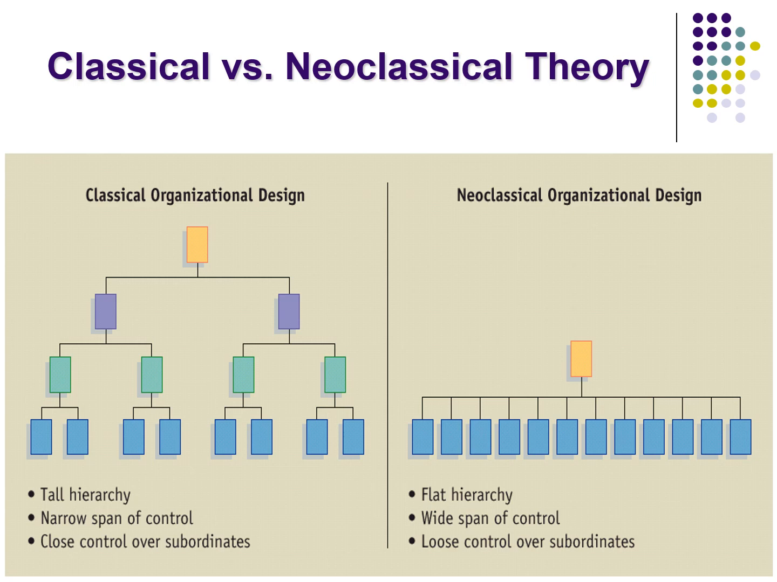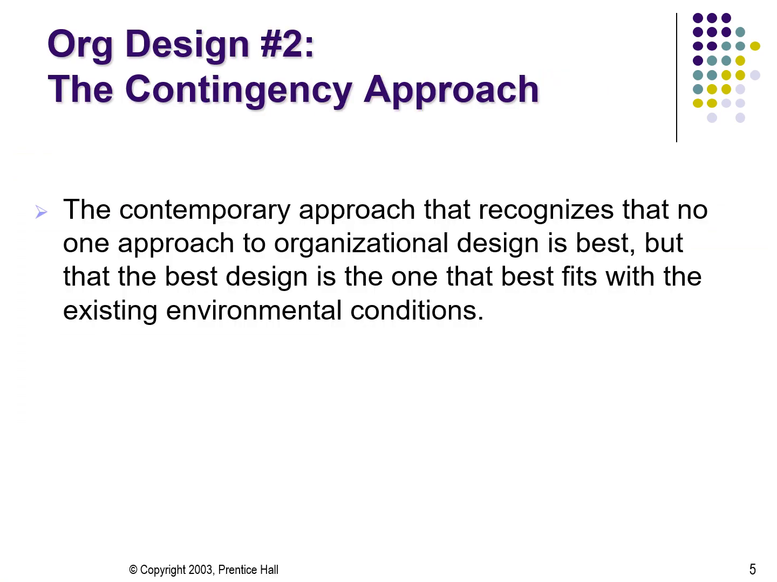So there is no one right or wrong way, and both classical and neoclassical have an implied sense of this being the one way to create an organization. So that brings us to our next overall design, the contingency approach. It's a more contemporary approach that recognizes that no one approach to organizational design is best, but the best design is the one that best fits with the existing environmental conditions. So it basically says we're not looking for one way that always works. We're looking for the way that works for this contextual situation.